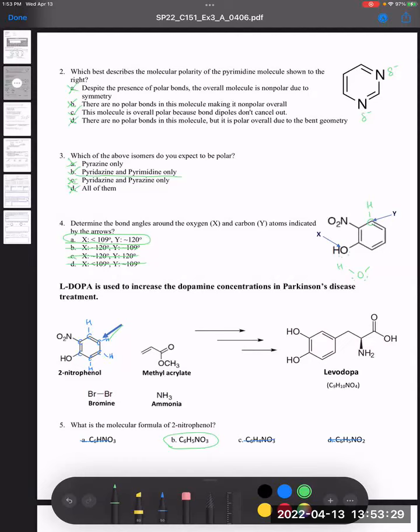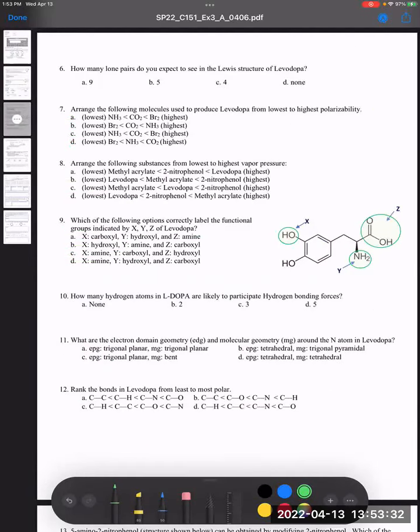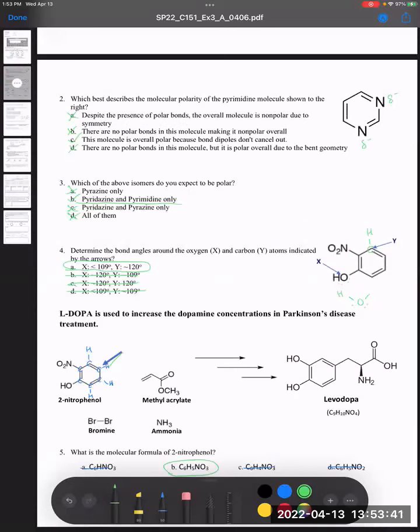Okay, moving on. Question 6: how many lone pairs do you expect to see in the Lewis structure of levodopa? Let's go back to levodopa over here, which is this big, huge structure. Again, the octet of electrons of each element except for hydrogen should be fulfilled by adding lone pairs, right? So if you think about this, we have oxygen over here, and that oxygen now has 2 bonds. That means 4 electrons, so we need 4 more electrons. Therefore, we're going to add 2 more lone pairs.